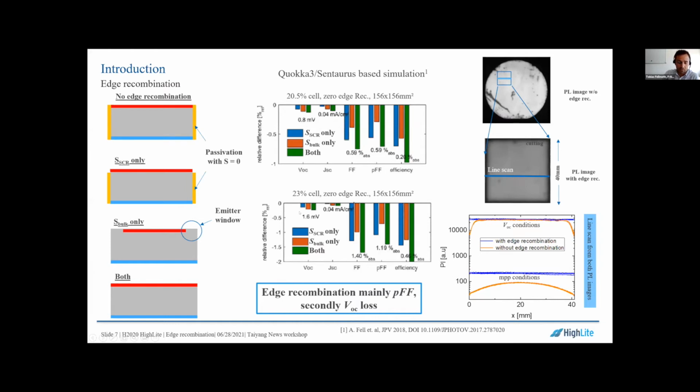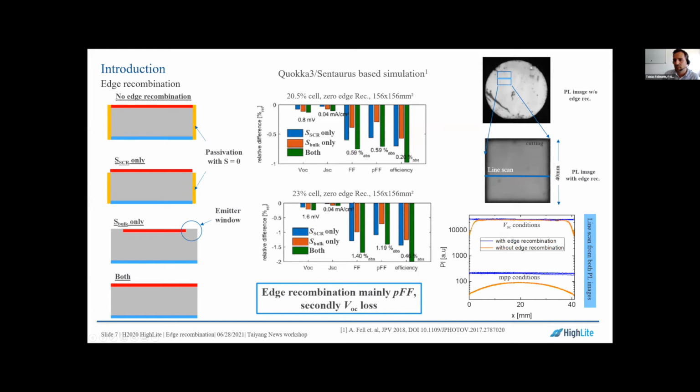And then also VOC losses are starting to be significant. Thinking of a heterojunction solar cell with very high VOC, you will also see a tremendous VOC loss besides the pseudo fill factor loss. And why we mainly have pseudo fill factor losses, you can easily see here.